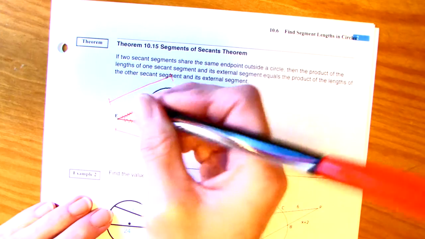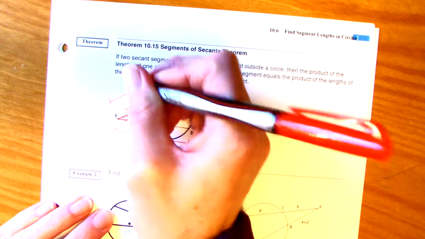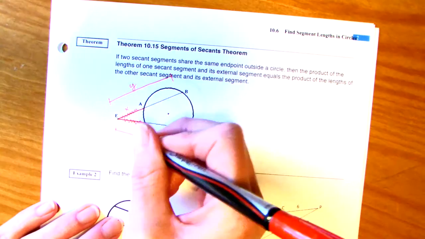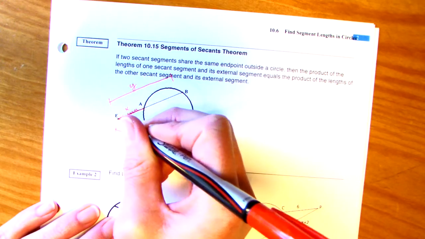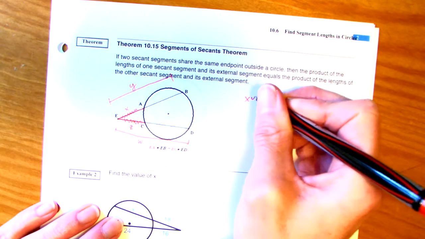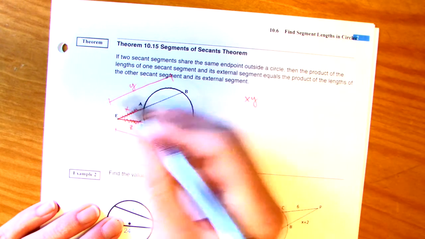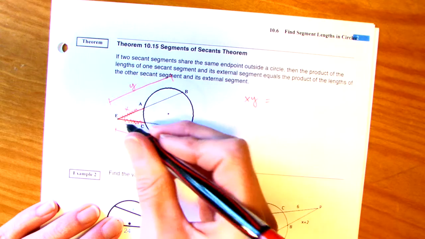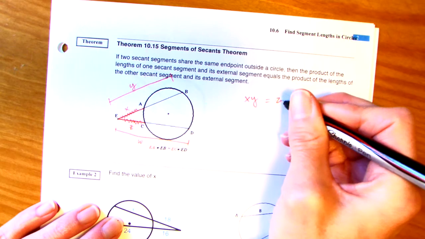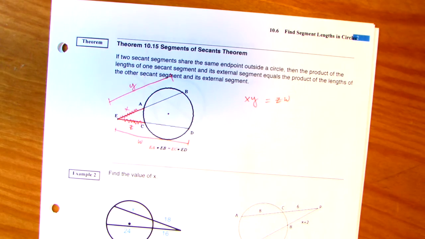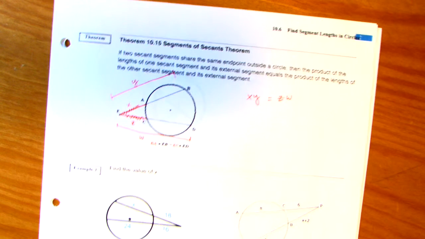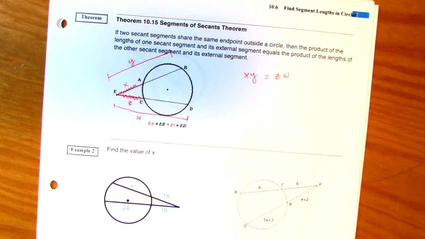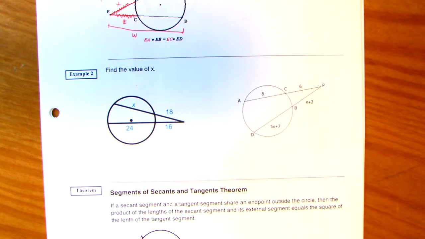Okay, so let's call this X and this Y. We'll call this W and Z. So basically X times Y, so the outside part times the whole thing, is equal to the outside part times the whole thing, Z times W. Okay, now that one's not as easy to remember, but still, when we work with it, you'll probably get the hang of it. So let's do 2 examples.